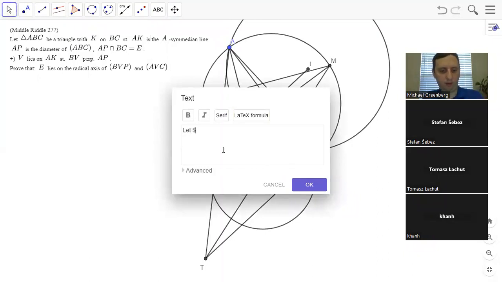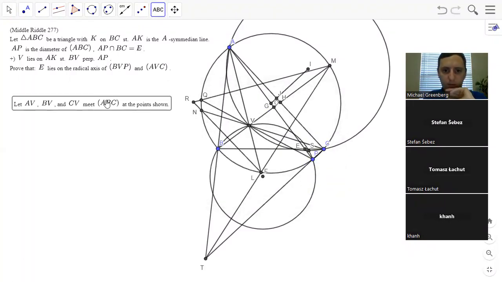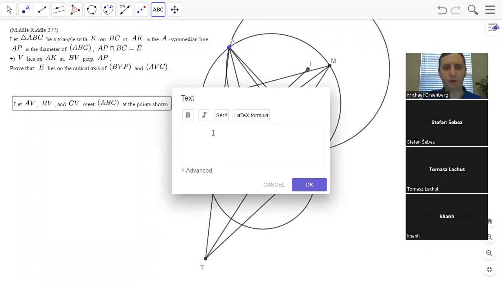I'll just say let AV, BV, and CV meet ABC at points shown. Let AB and ML meet at T prime, or first let MQ and LN meet at R.